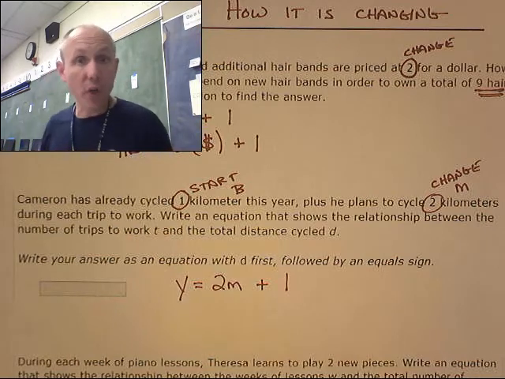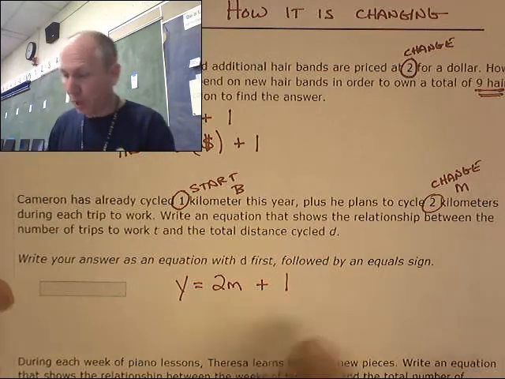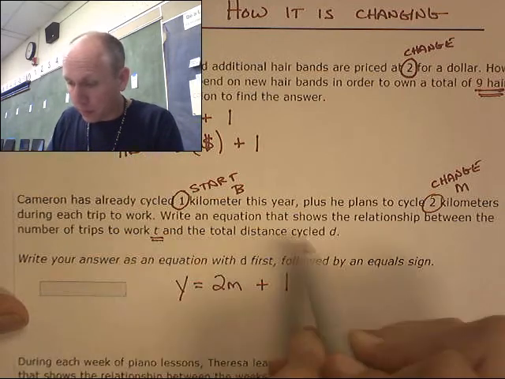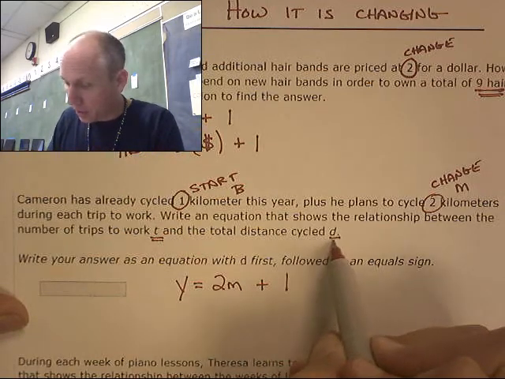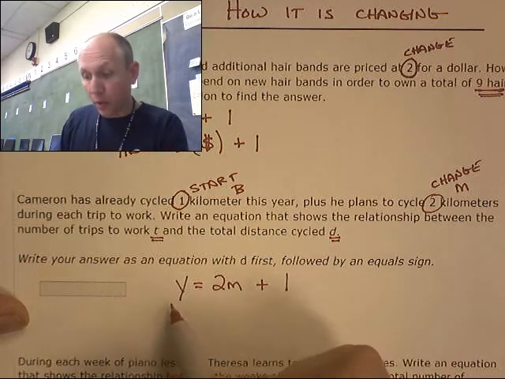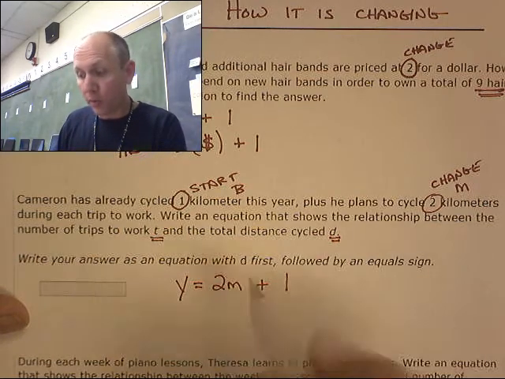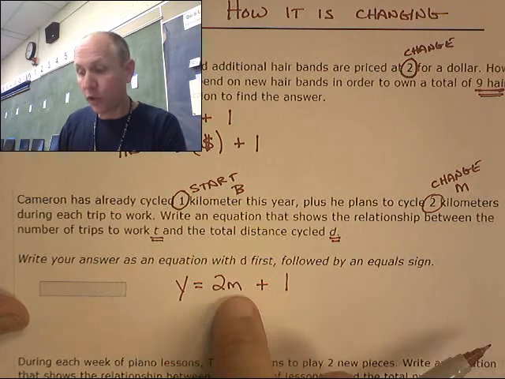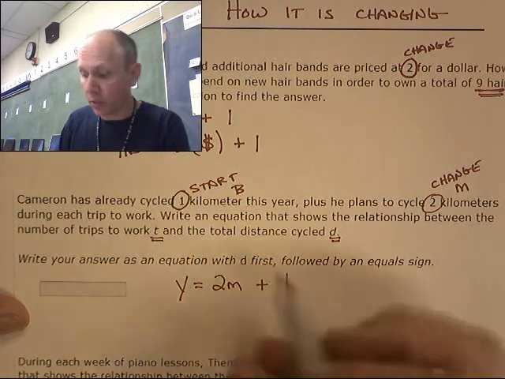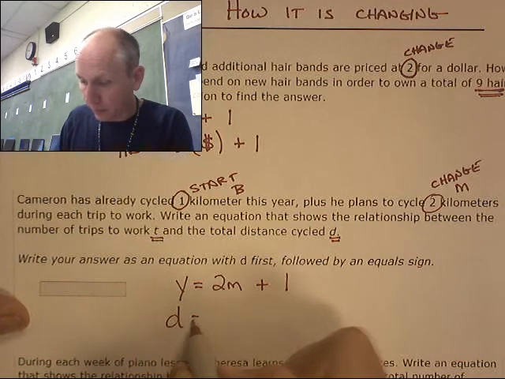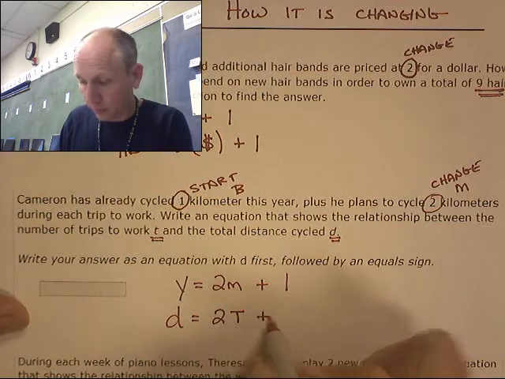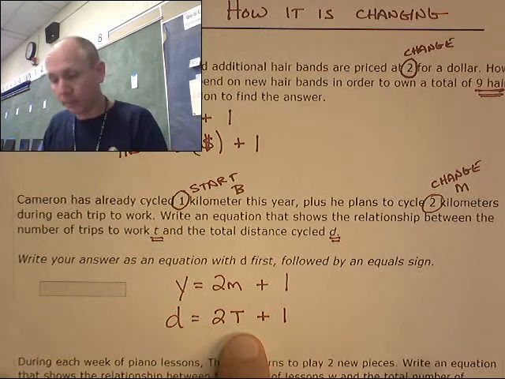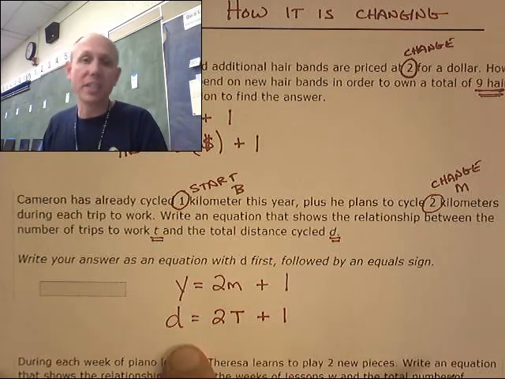But those aren't good variables for us. And the problem is telling us, hey, trips and the distance cycled. So what's coming out of this? If I put in 0 trips, he's already gone 1 kilometer. If I put in 2 trips, he's gone 5 kilometers. So this is trips. So 2 times the number of trips plus 1 gives the total distance.